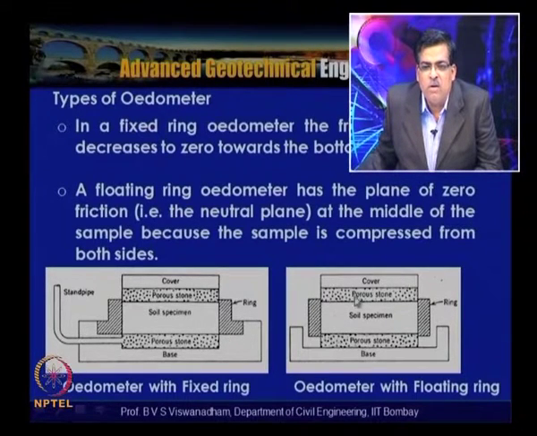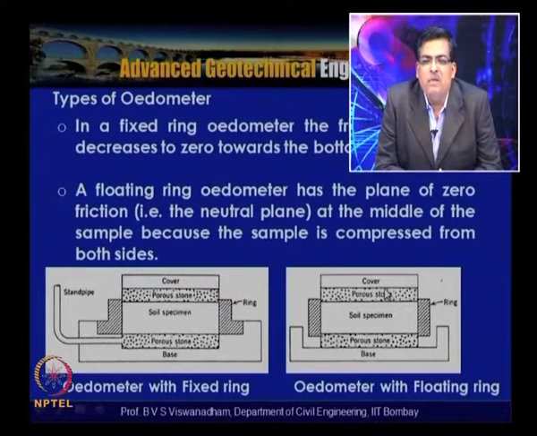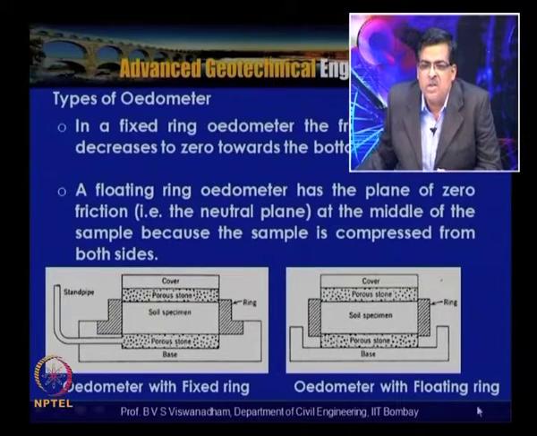In case of a floating ring oedometer, the plane of zero friction, that is the neutral plane, is at the middle of the sample because the sample is compressed from both sides. As the reaction is offered from the top and the bottom, the neutral plane will be at its mid plane.